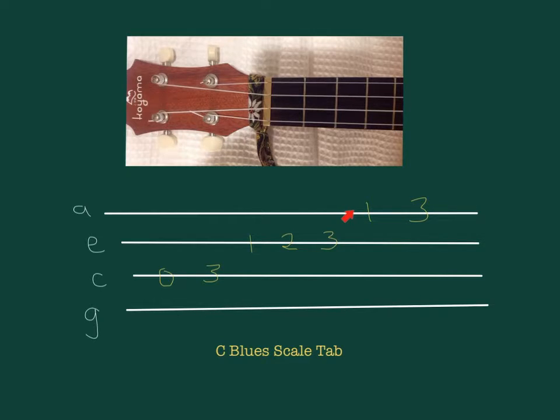When you've got the ukulele in your hand, the A string will actually be the bottom of your ukulele. It'll be the one closest to the floor. But when I say top string, it means it's the highest one. It's the one that makes the highest notes. That's how you remember. And we need to jump onto the first string here, and then jump to the third string. And if we played all of those, then we would have played our C blues scale.